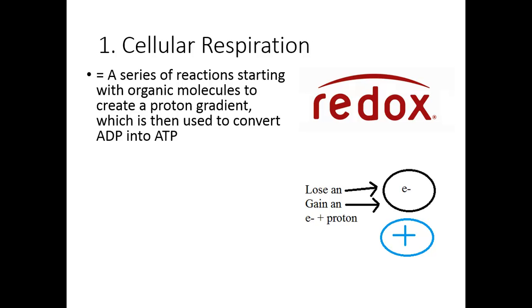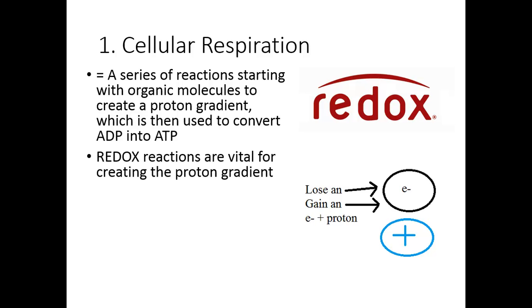So again, cellular respiration and the metabolism of cells depends on a series of redox reactions where certain chemicals are used to convert ADP into ATP. Okay, and what they do is they make a proton gradient. A proton is a positively charged subatomic particle we talked about before. And we'll go more into this in greater detail.